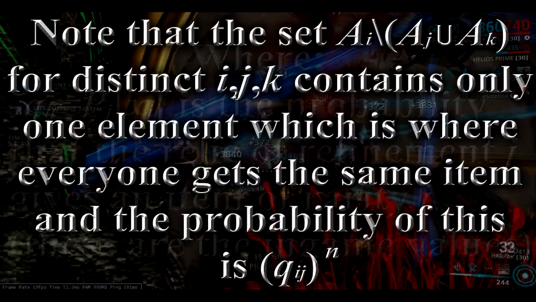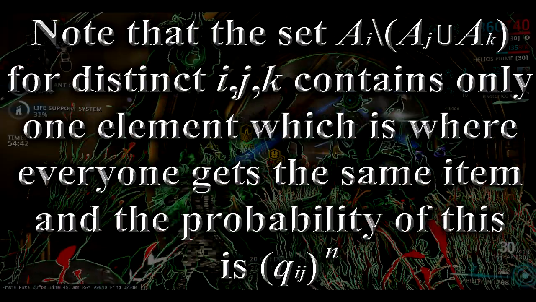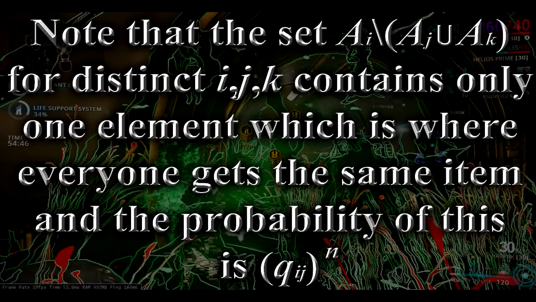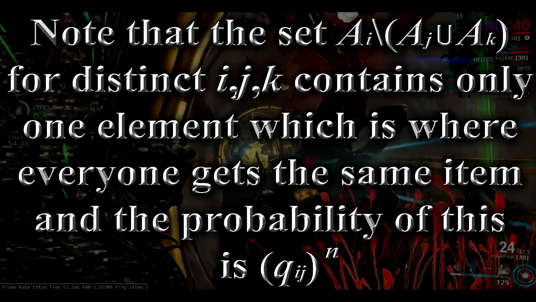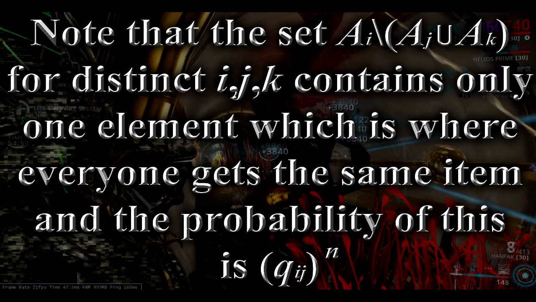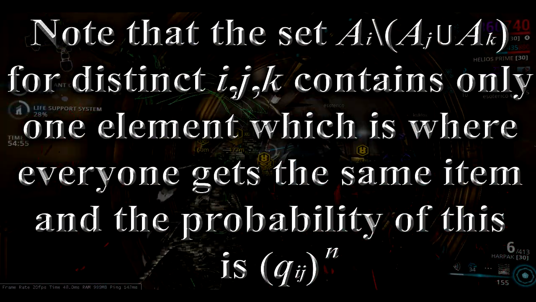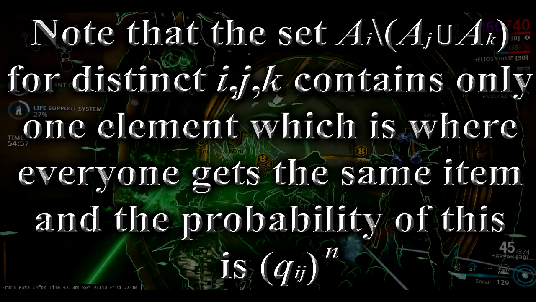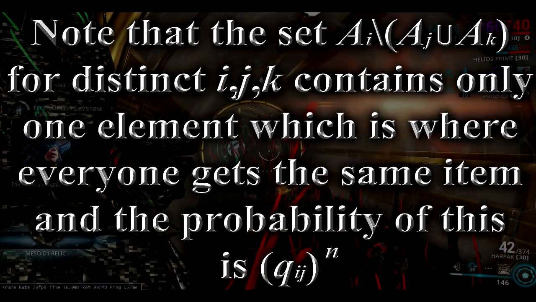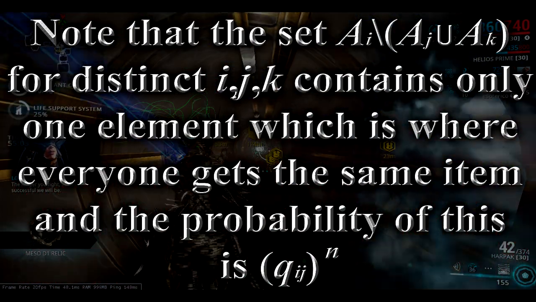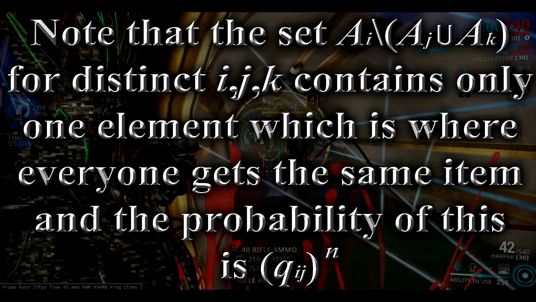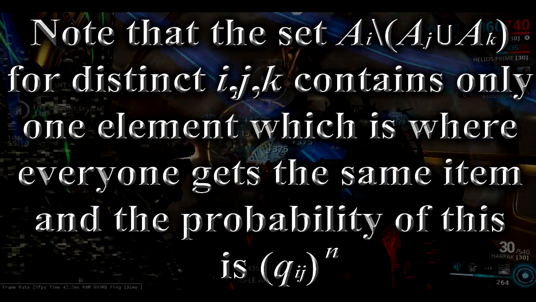So, we note that the set Ai without Aj union Ak, bear in mind that i, j, and k here are distinct. So all of these A sets, they are separate. They're never the same one. For example, you can have A1 without A1 union A1. The distinction between them is important here. So this set, when you take this set and remove some stuff and then add some stuff from another set, contains only one element, which is where everyone gets the same item. And the probability of this is Qij to the n power.